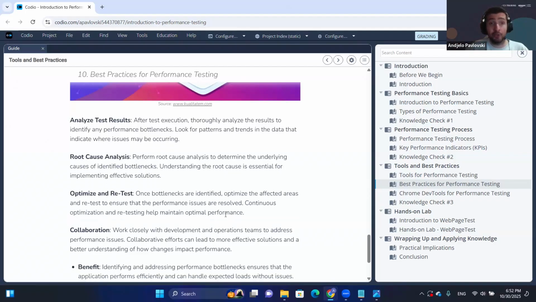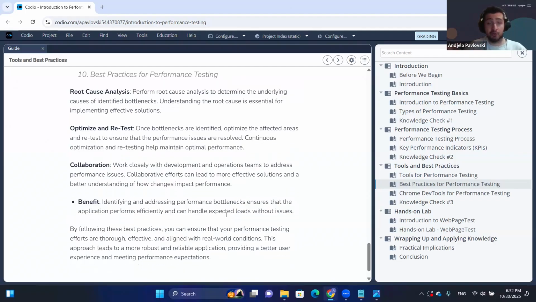And after you have done so, you want to address this issue, optimize, apply the changes, run the tests again, and make sure that everything is working as expected. And in this case, you will really need collaboration with the development team because, again, as testers, we don't have too much insight into the networking bit, into the, let's say, interconnection of components.